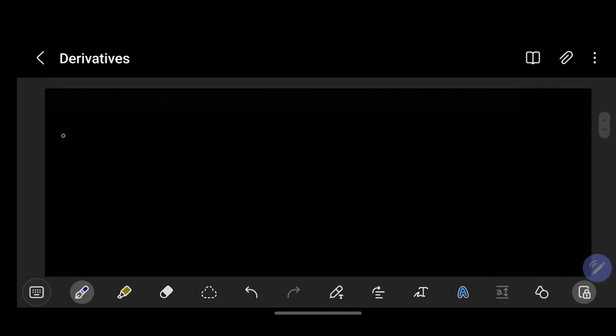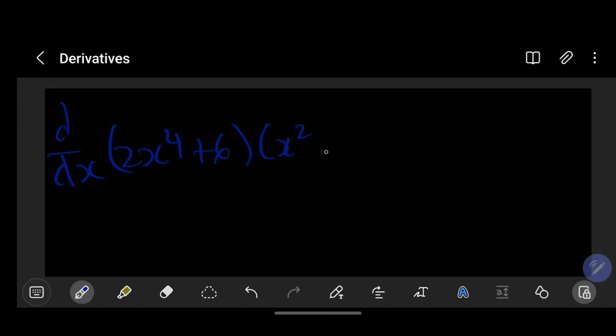Let's look at another example. So we want to find d/dx of 2x to the 4 plus 6 into x squared minus 6x. So this can be our f, this can be our g.